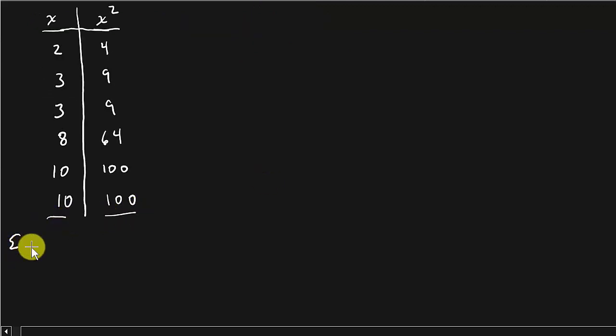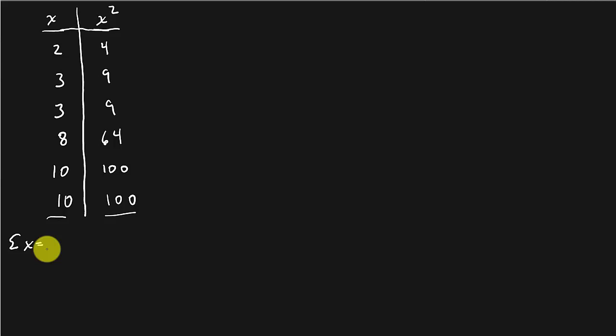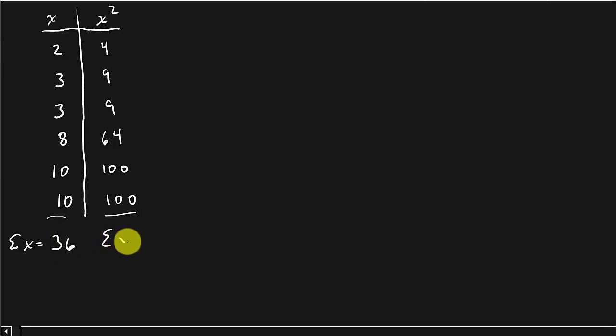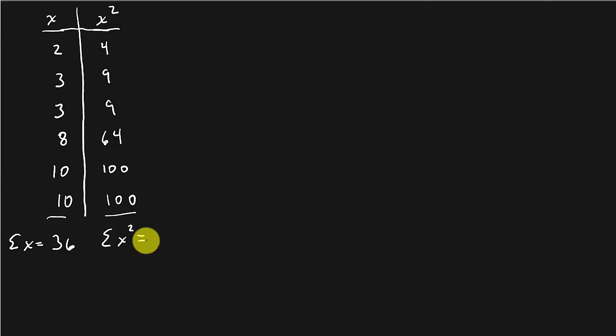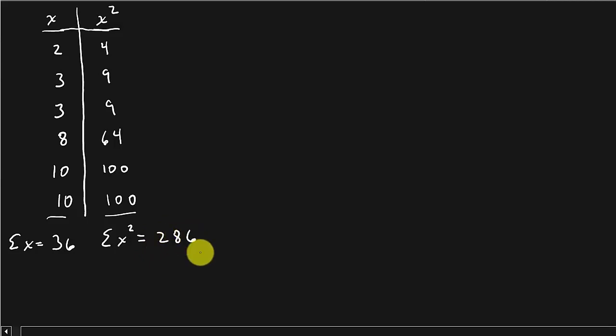The sum of the x values is going to be 2 plus 3 plus 3 plus 8 plus 10 plus 10. That is 36. And the sum of the x squared values, that's 4 plus 9 plus 9 plus 64 plus 100 plus 100. That is 286.